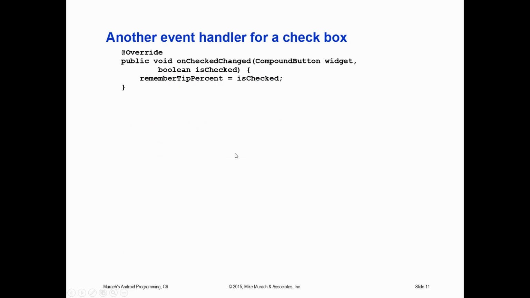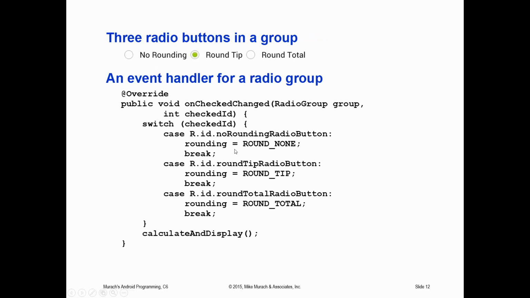But remember, radio buttons can be placed inside of groups. So you've got here the check changed event of a radio group. That occurs when a new button within the group is checked. The first parameter is the radio group object, and the second one is the ID of the radio button in there that's going to be checked. So this would be checking which one of these indeed was chosen.